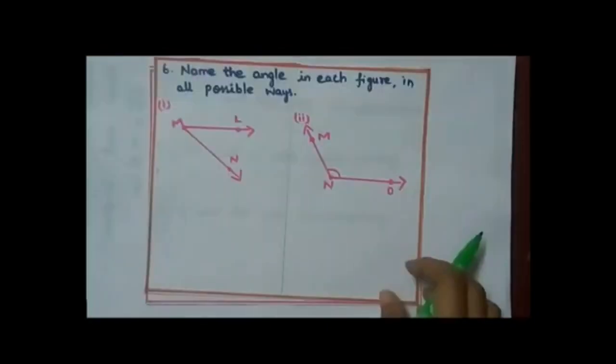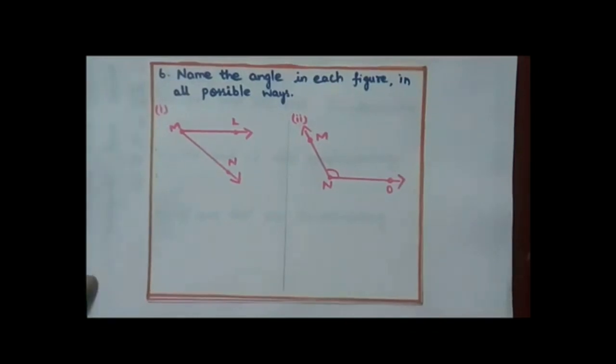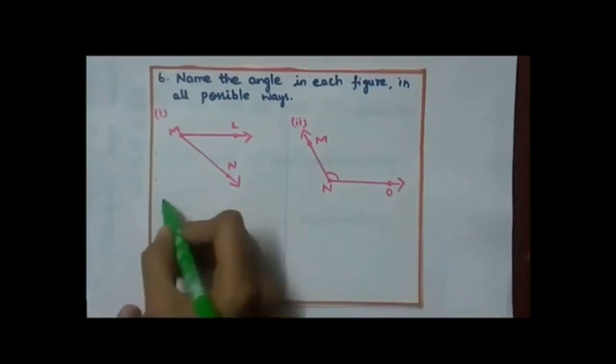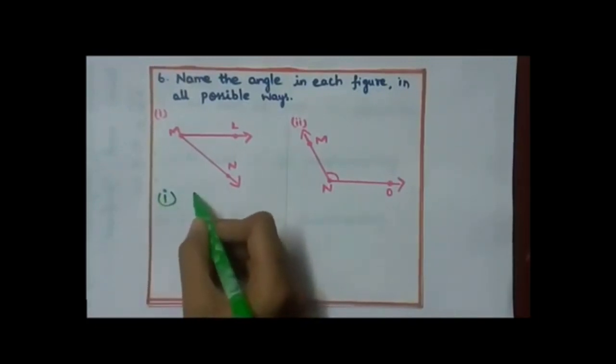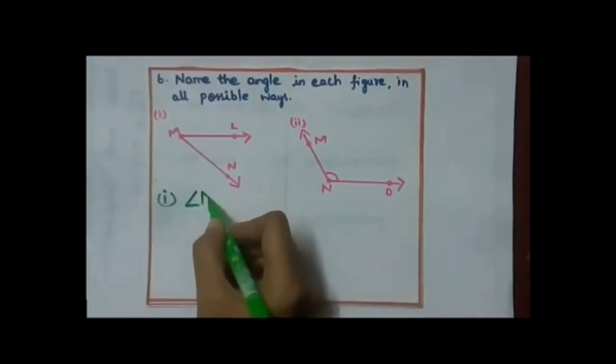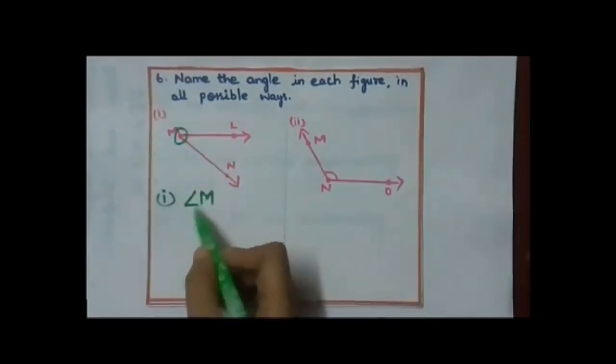Next problem. Name the angle in each figure in all possible ways. You have to name the angles in all possible ways. So there are two ways. First one using the vertex, second one using rays, that is sides. So first we name it as M because M is the vertex. Using the vertex we can name them. So I am writing angle M. Here M is the vertex. So I am marking angle M.